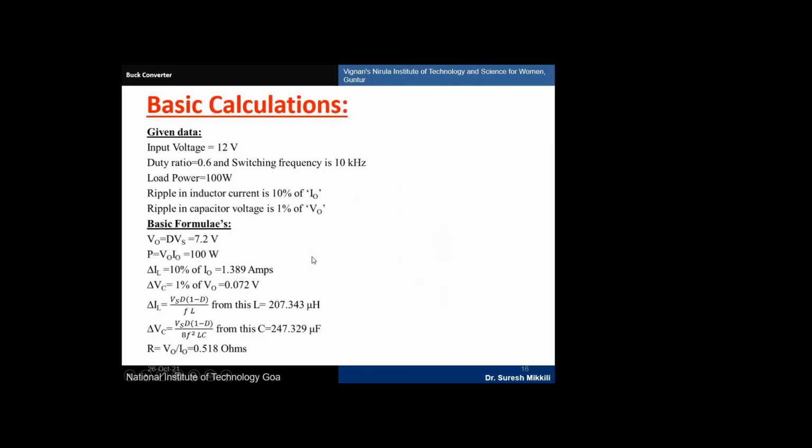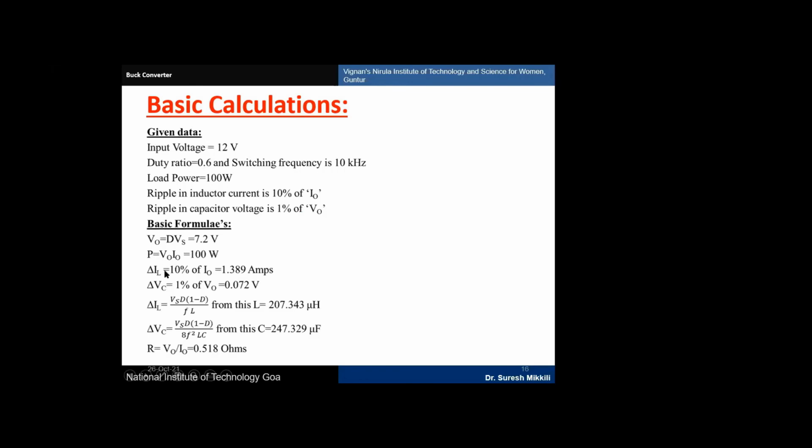So now I consider an input voltage of 12 volts, duty ratio of 0.6 and switching frequency of 10 kHz, a load of 100 watts, and ripple in the inductor current is 10% of the I naught, and ripple in the capacitor voltage is 1% of output voltage. So now basic formula, when I want to find out the V naught, it is duty ratio into Vs. My duty ratio is 0.6 and source voltage is 12 volts. 12 into 0.6, 7.2.